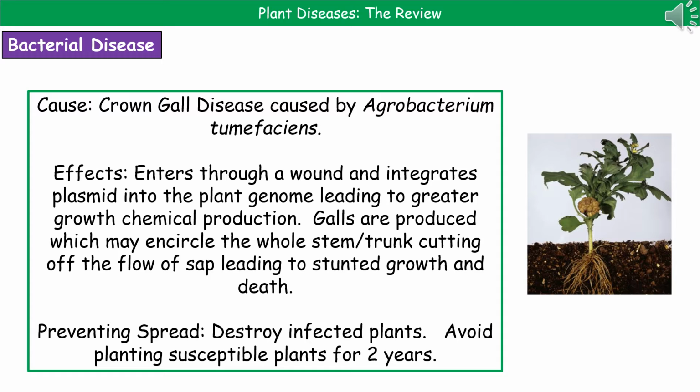So we end up with this thing called a gall. You can see there, it might just be in one part, it might actually go all the way around the trunk or stem. And if it does that, it can cut off the flow of sap, which again can lead to that stunted growth and in extreme cases even death of the plant. In order to prevent the spread of our crown gall disease, we take any infected plants and destroy them. We'd also avoid planting susceptible plants in that area for 2 years just to make sure the bacteria are no longer present.